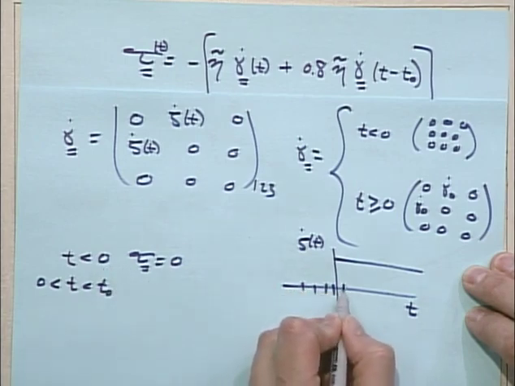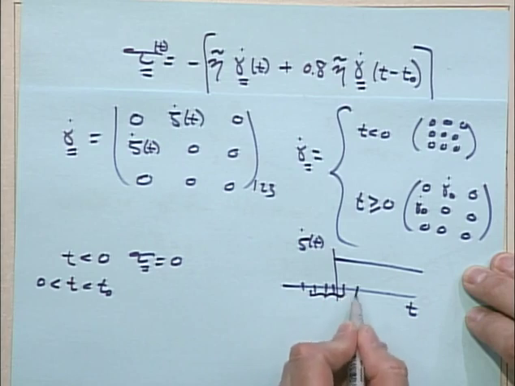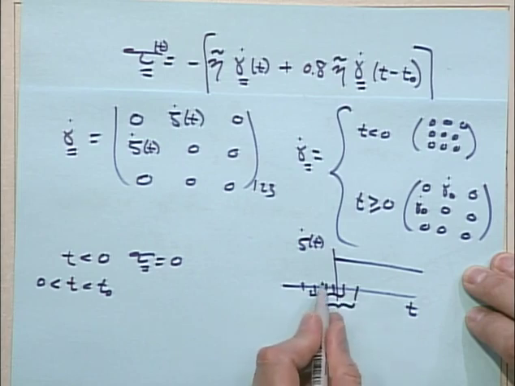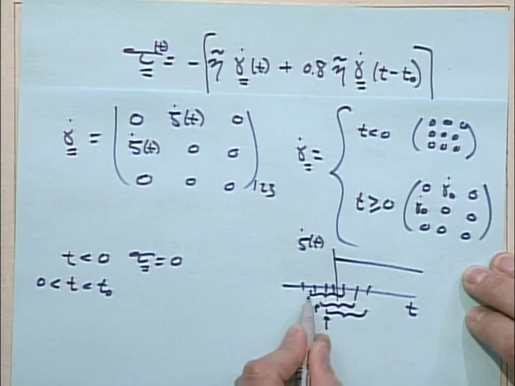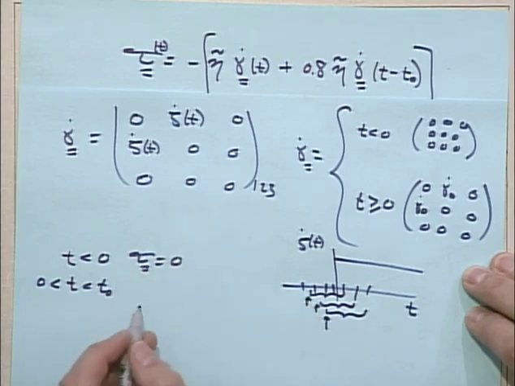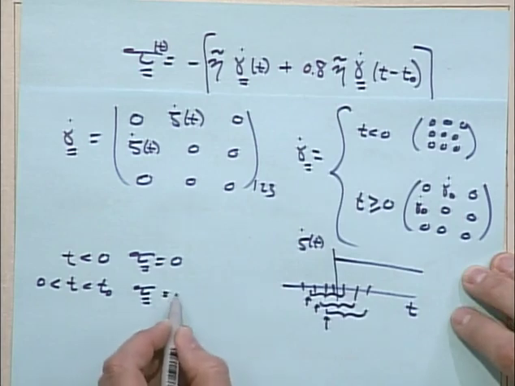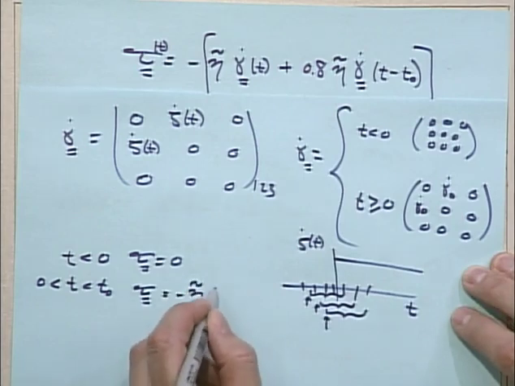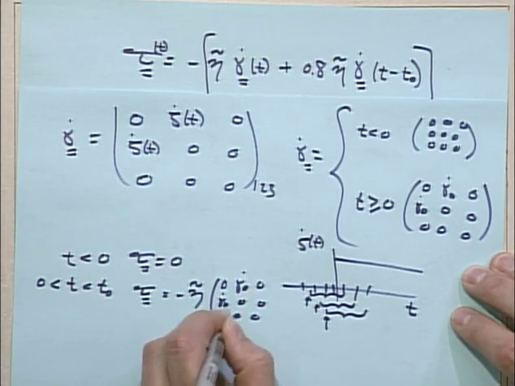When we cross the boundary, there's some interval called T naught. And if we're at less than that interval, what I remember is still nothing, and my time is moving forward, and what I remember is still no flow. So in that regime, the stress is equal to this contribution and no contribution here. So it's equal to minus eta tilde times 0, gamma dot 0, 0, gamma dot 0, 0, 0, 0, 0.